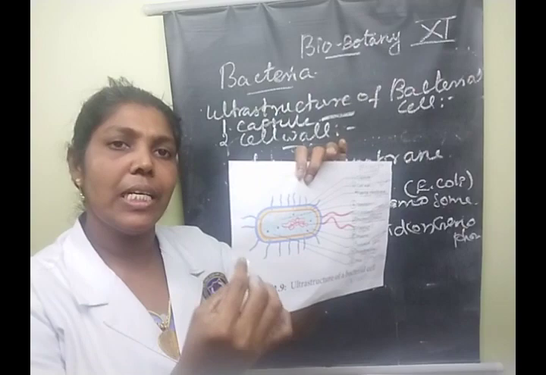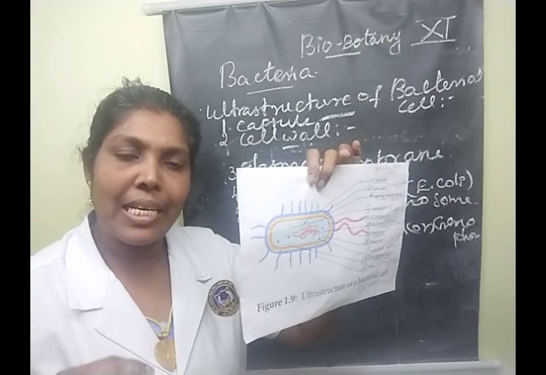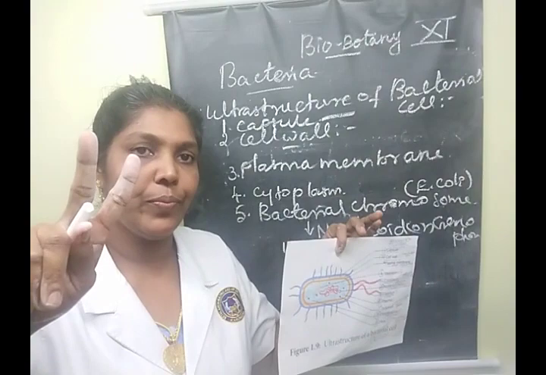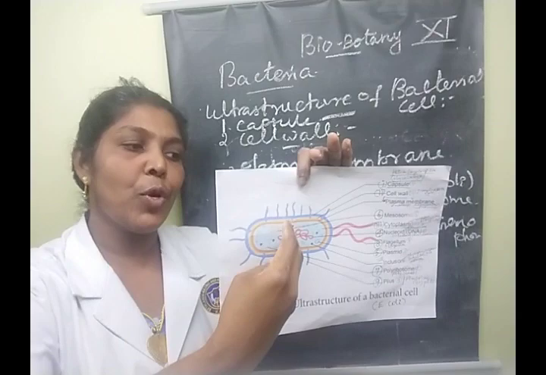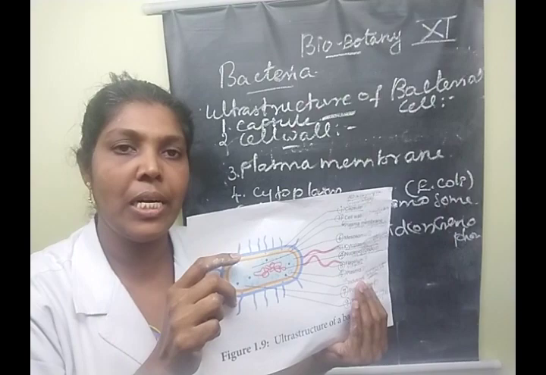The next one, the bacterial chromosomes are coiled in nature, and one end attaches to the plasma membrane. Why is this attachment in the plasma membrane region? The scientists believe it is for DNA replication. After DNA replication, the chromosomes are separated into two. Clear? That is a fact only. One end of the bacterial chromosome attaches to the plasma membrane region. Understood, children? Say yes or no? Yes.